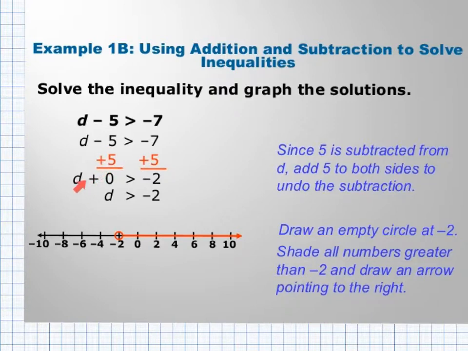When we do that, we end up with d plus 0 because the 5's cancel each other out there, and negative 7 plus 5 equals negative 2, and so d is greater than negative 2. We'll use an open circle here, and the solutions are d greater than negative 2, so it's an open circle with our arrow going to the right.